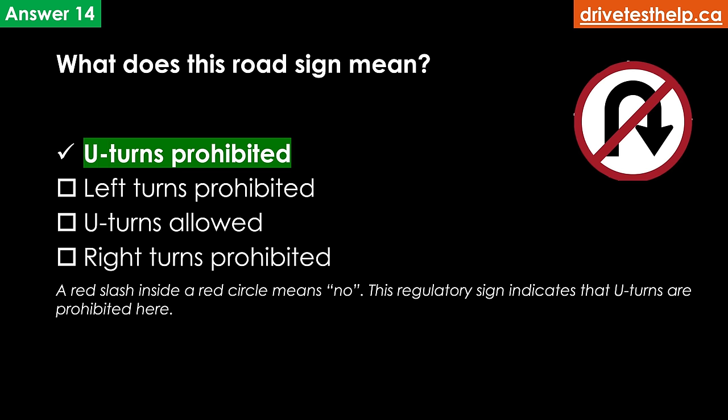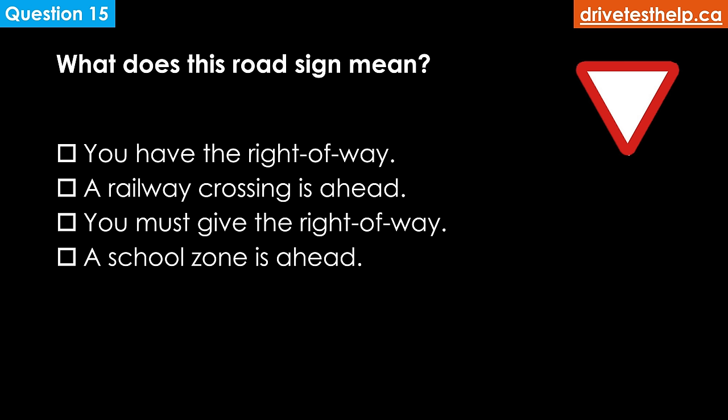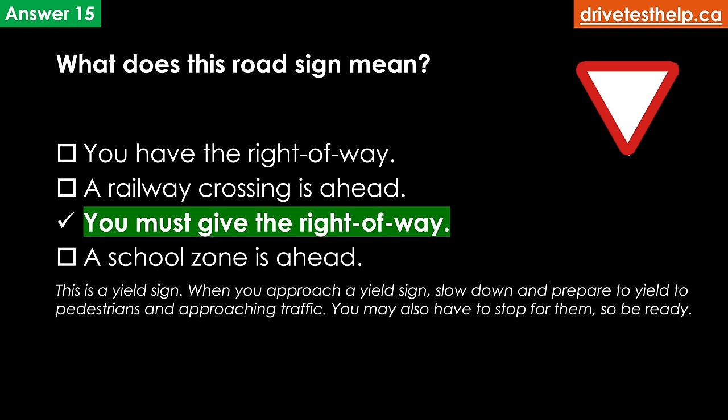What does this road sign mean? You have the right of way. A railway crossing is ahead. You must give the right of way. A school zone is ahead. The correct answer: you must give the right of way. This is a yield sign. When you approach a yield sign, slow down and prepare to yield to pedestrians and approaching traffic. You may also have to stop for them, so be ready.